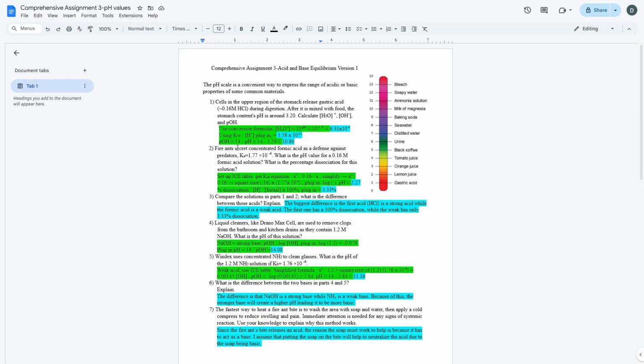To find pOH, we simply use a conversion of 14 minus pH. So plugging it in, we have 14 minus 3.20, and we get 10.8.